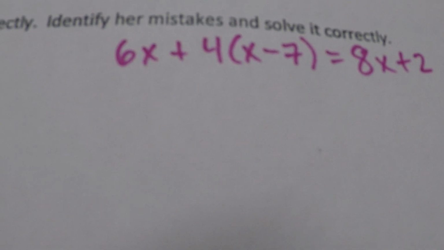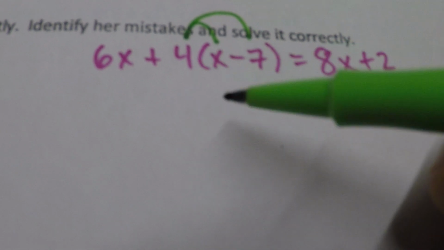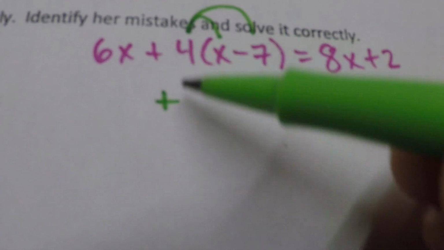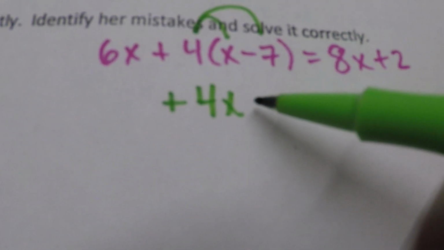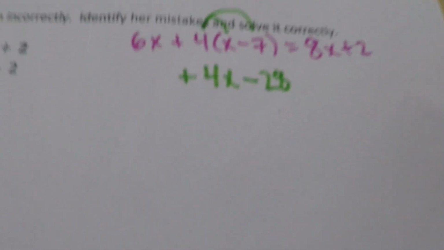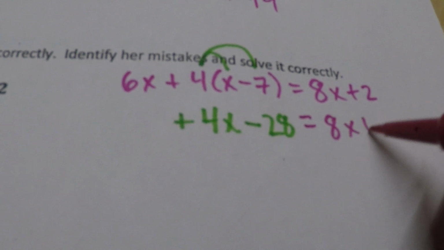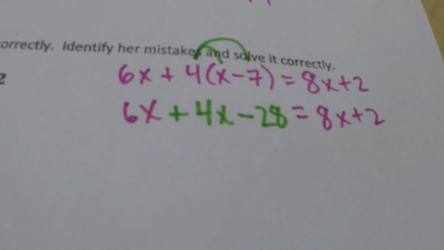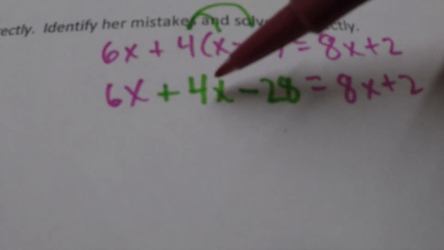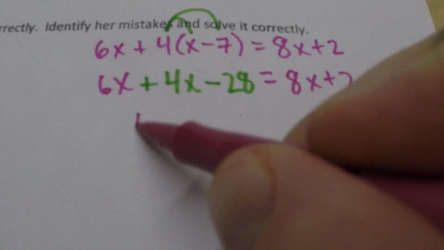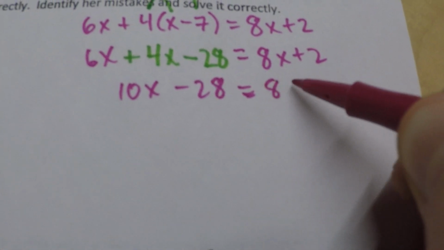Okay. So, like I said, the first thing we want to do is distribute. So that gives us, now it's a positive 4 this time. Positive 4 times x is positive 4x. A positive 4 times a -7 is -28. Okay. Everything else stays the same. All right. Let's put these two like terms together. So I get 10x minus 28 equals 8x plus 2.